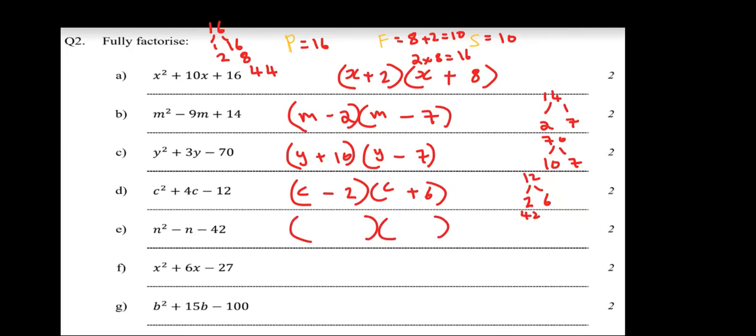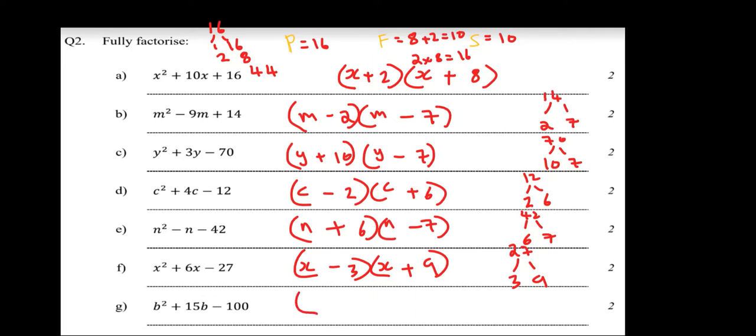So we've got 42. That's going to be 6 and 7. N, 6, 7. We need to make a negative. Okay, so 27. How about 3 times 9? Because 9 subtract 3 is 6. So we've got an x, and we've got an x, 3, 9.